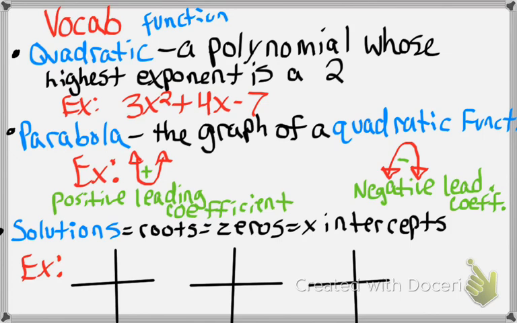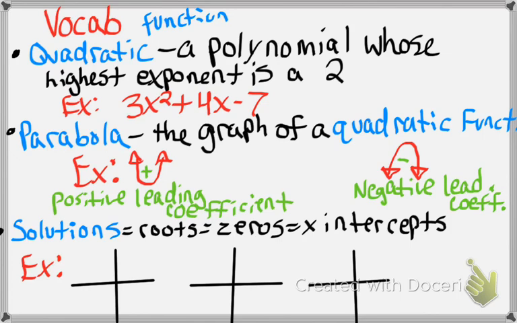Now, another set of vocabulary words. All these words mean the same thing down here, so I just kind of put equal signs between them all. If a question says find the solutions, or it says find the roots, or it says find the zeros, or it says find the x-intercepts, all those mean the same thing. Hopefully the one that you definitely know is x-intercepts. In other words, where does it cross the x-axis? And in other words, where does y equal 0?